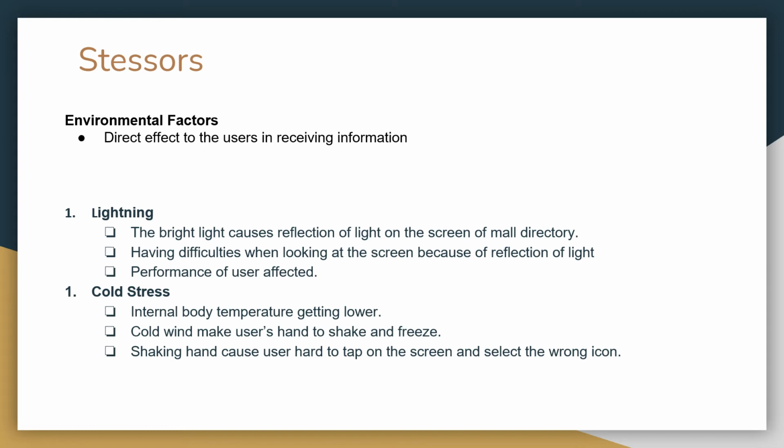The second one is cold stress. The cold wind in the mall will cause the internal body temperature of users to get lower. The cold wind produced by the air conditioner will make users' hands shake and freeze. Shaking hands will make it hard for the user to tap on the screen, and they will select the wrong icon.